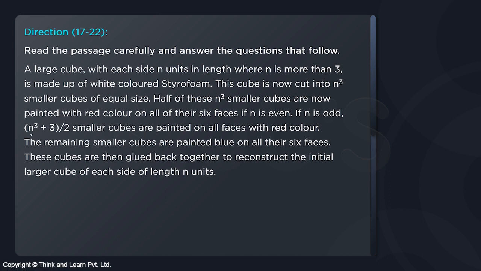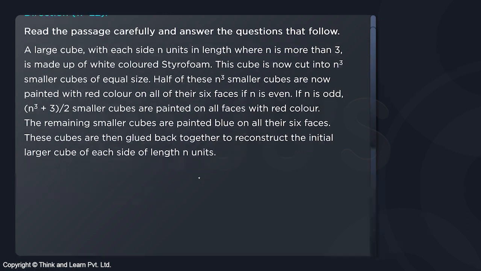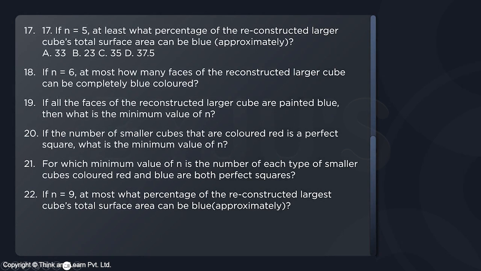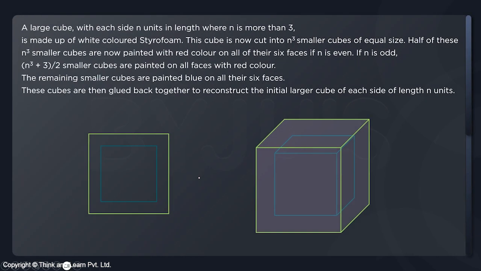So if n is odd, this is the number of red faced cubes. If n is even, then we have half of them as the number of red cubes. The remaining smaller cubes are painted blue on all their 6 faces. What else? These cubes are then glued back together to reconstruct the initial larger cube of each side of length n units. And then we have some questions based upon it, as you can see 17, 18, 19, 20, 21 and 22. Let's start solving it.